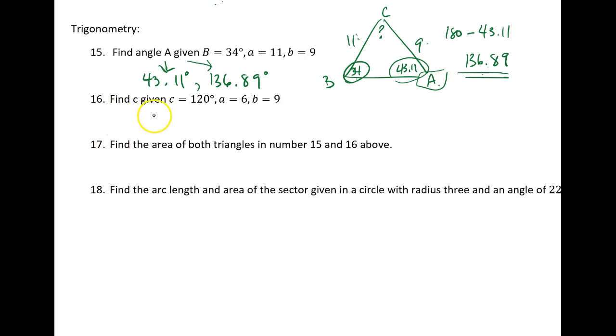Find little c given angle C is 120. I'm going to stick that up there because it's big and obtuse. And A is 6 and B is 9. Okay, so this is a side-angle-side. And if you try to do law of sines, you're going to have too many missing pieces. So that is why the law of cosines exists.